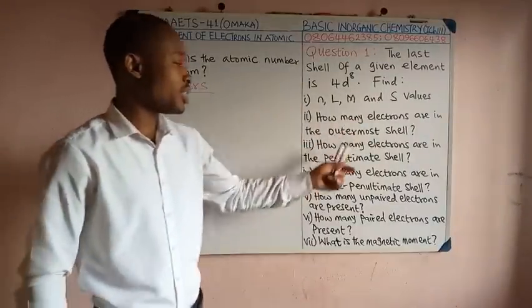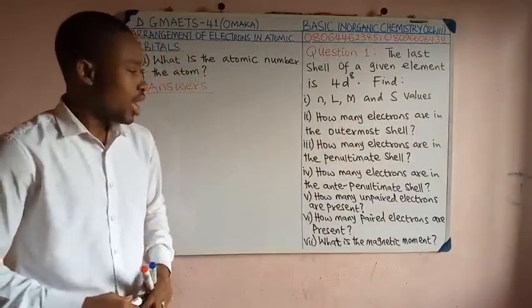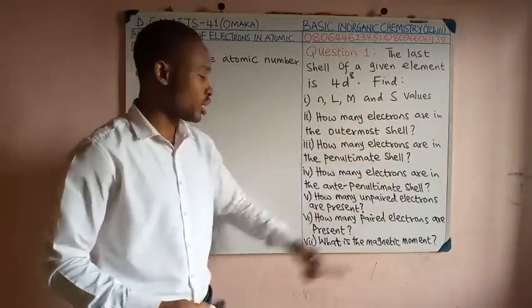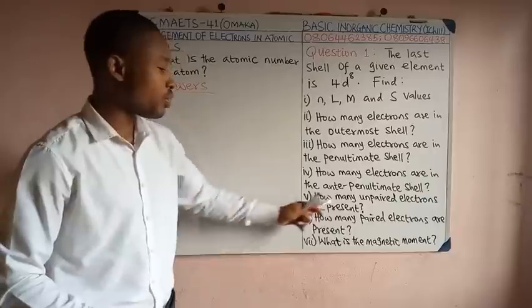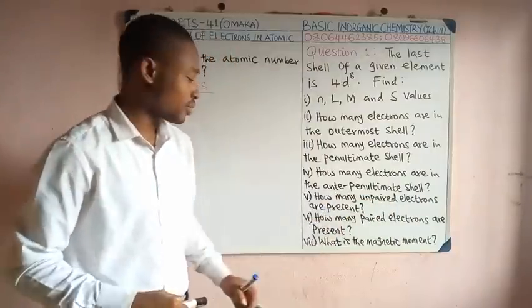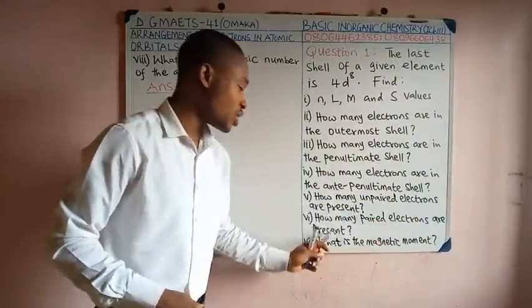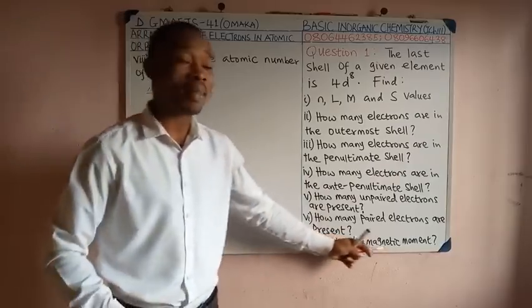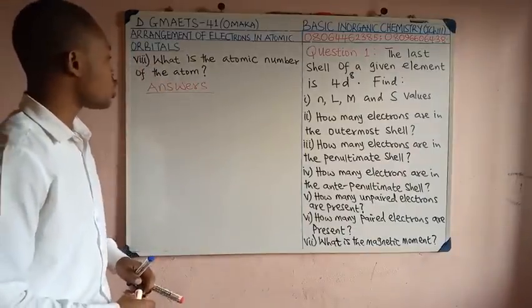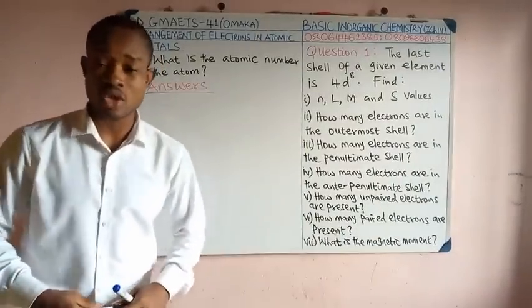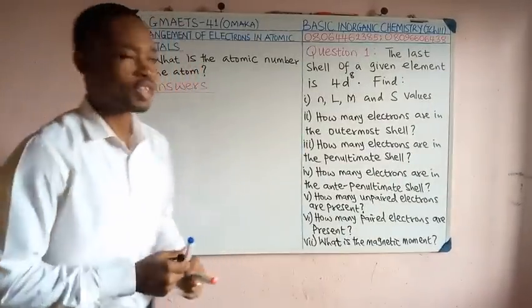How many electrons are in the outermost shell? How many electrons are in the penultimate shell? How many electrons are in the antepenultimate shell? How many unpaired electrons are present? How many paired electrons are present? What is the magnetic moment? And then the last part of the question, what is the atomic number of the atom? So let us take this one after the other.